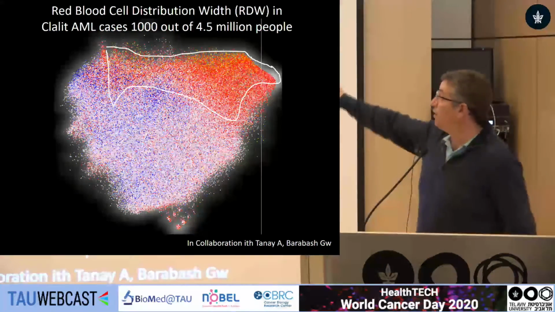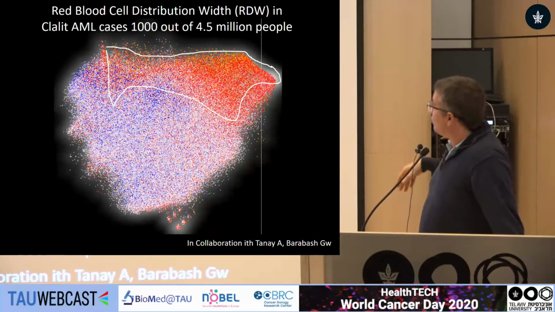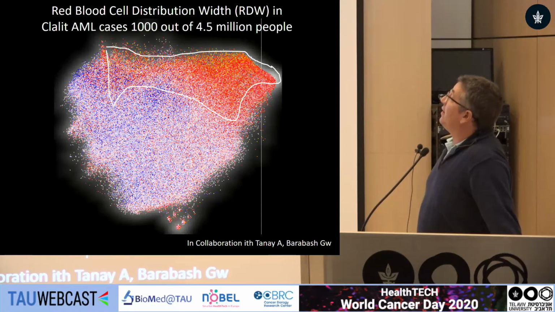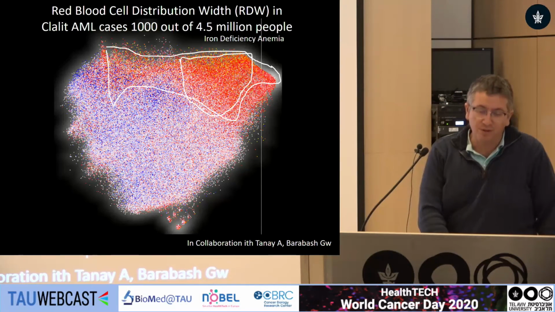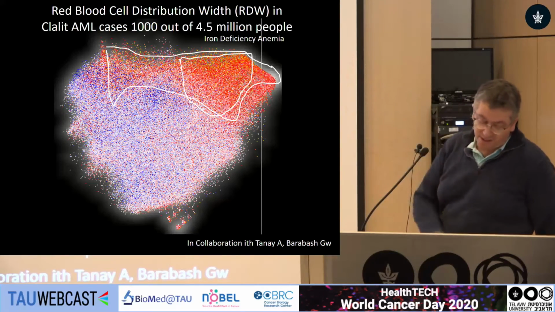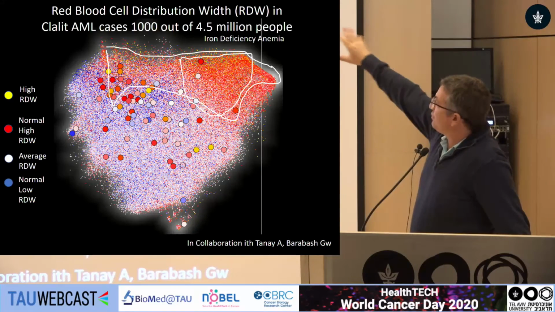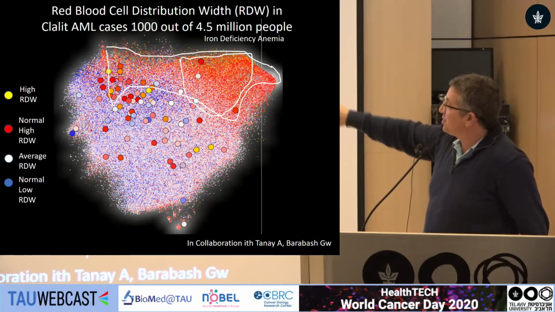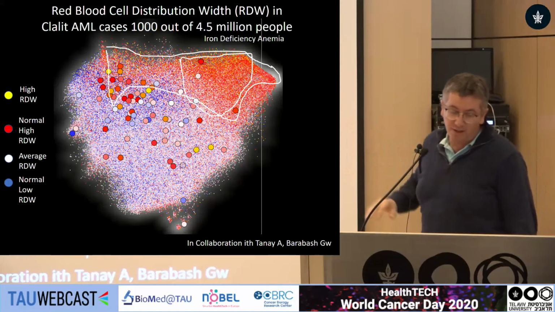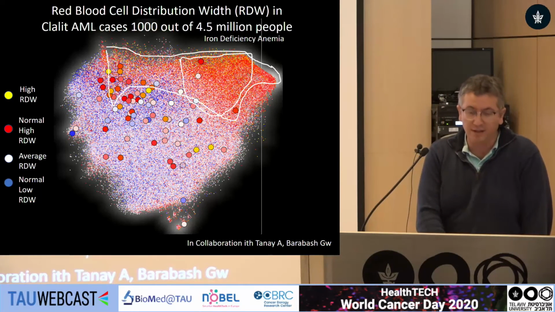And this is how it looks in the Clalit data. So we have access, with the Amos Tanay group and the Clalit group, to all CBC data of 4.5 million people, and you can see that increased RDW is very common. However, when you look at increased RDW that is not due to iron deficiency anemia, which is here, and is located outside of the borders of anemia, which is the big circle there, you can see that there are many pre-AML cases with increased RDW. This is from the Israeli data, so we have validated the results of the EPIC in the bigger cohort of the Israeli Clalit data.